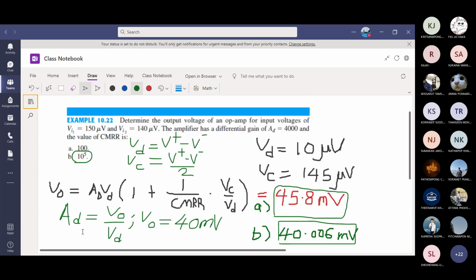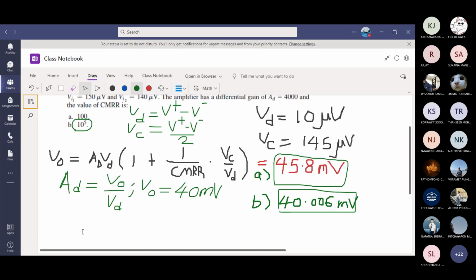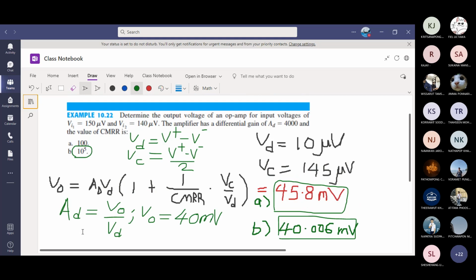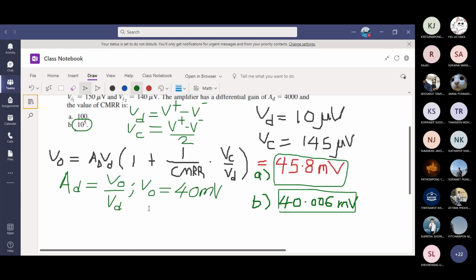Can we find the common mode? Do you have a common mode gain? No, common mode gain is not given. Common mode voltage we can find out is 145 microvolts. But you see, only from the differential gain, V out is 40 millivolts in the differential gain itself.